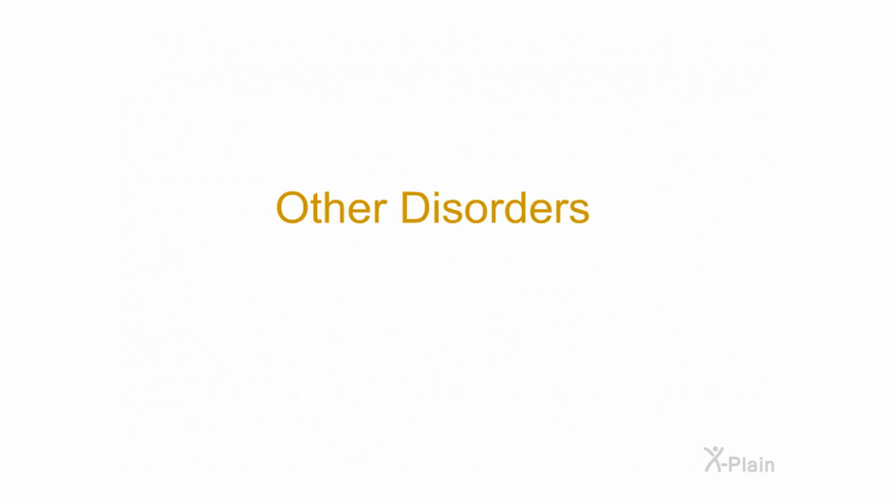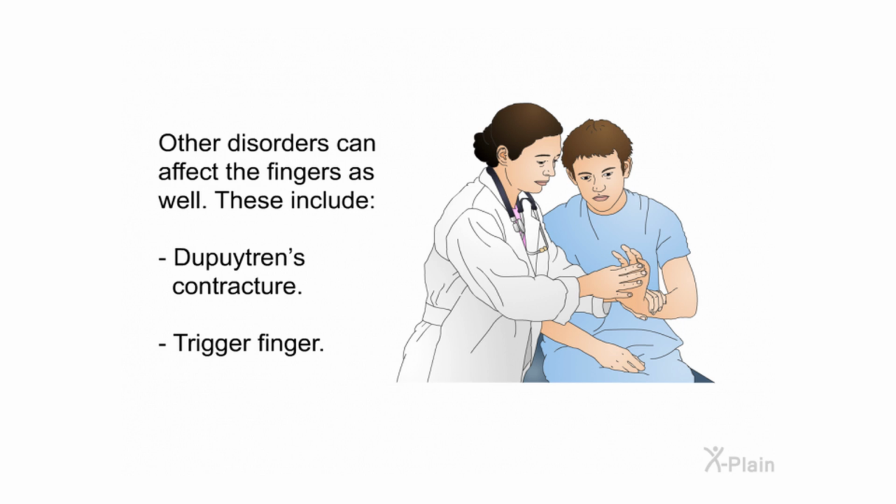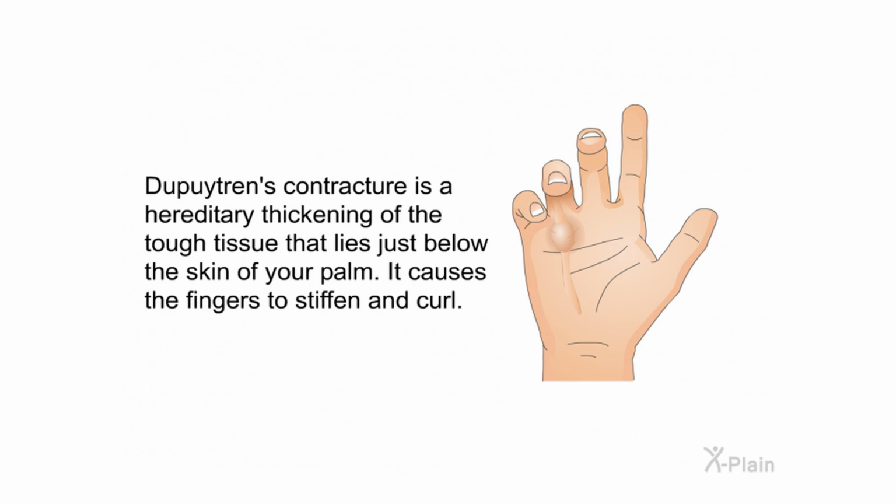Other disorders. Other disorders can affect the fingers as well. These include Dupuytren's contracture and trigger finger. Dupuytren's contracture is a hereditary thickening of the tough tissue that lies just below the skin of your palm. It causes the fingers to stiffen and curl.